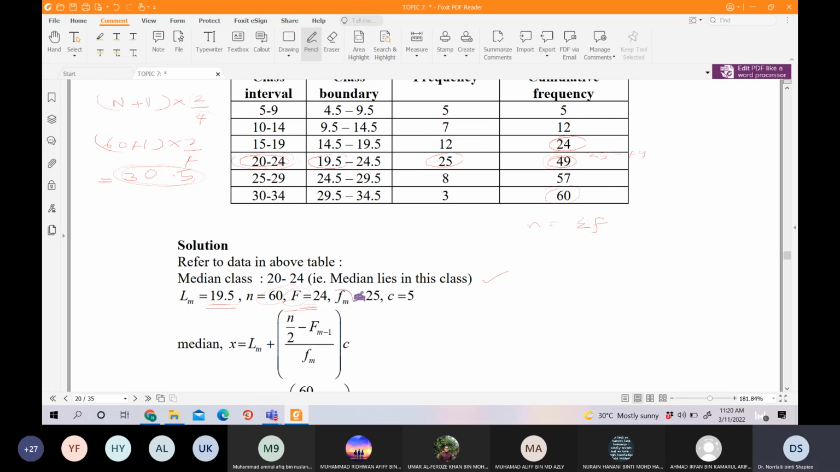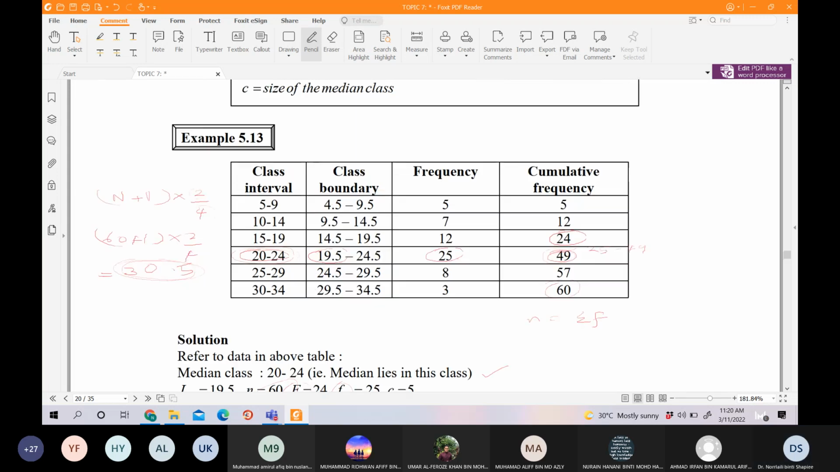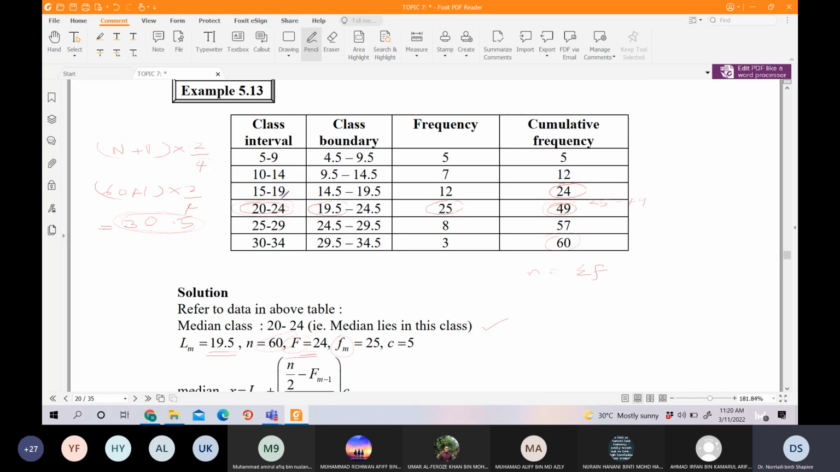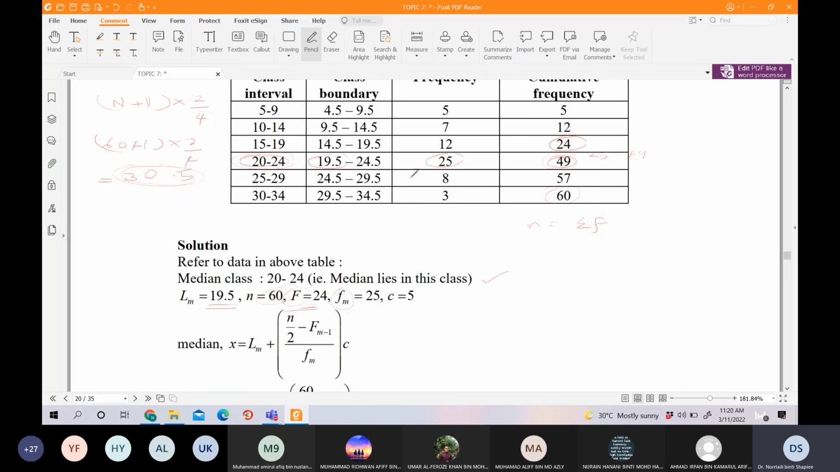Okay. So what is FM? FM is the frequency of the median class. Okay, so we already know our median class, this one. Then we can identify the frequency of the median class. So this is our frequency of the median class.